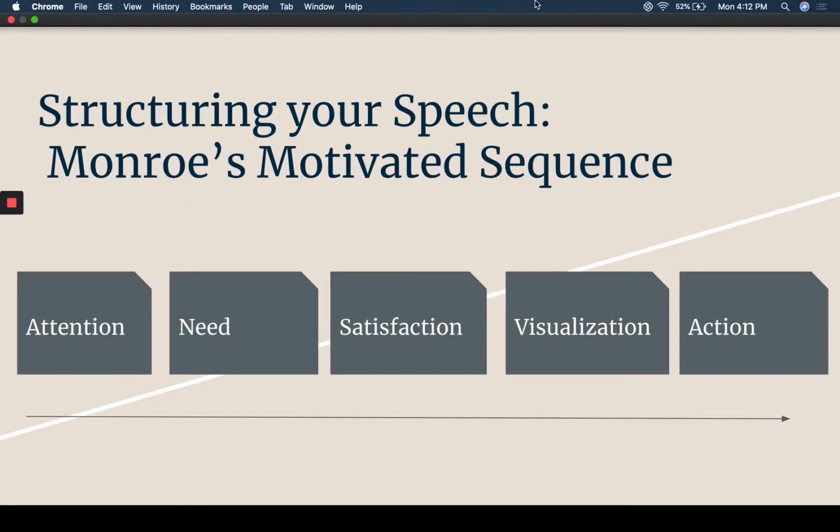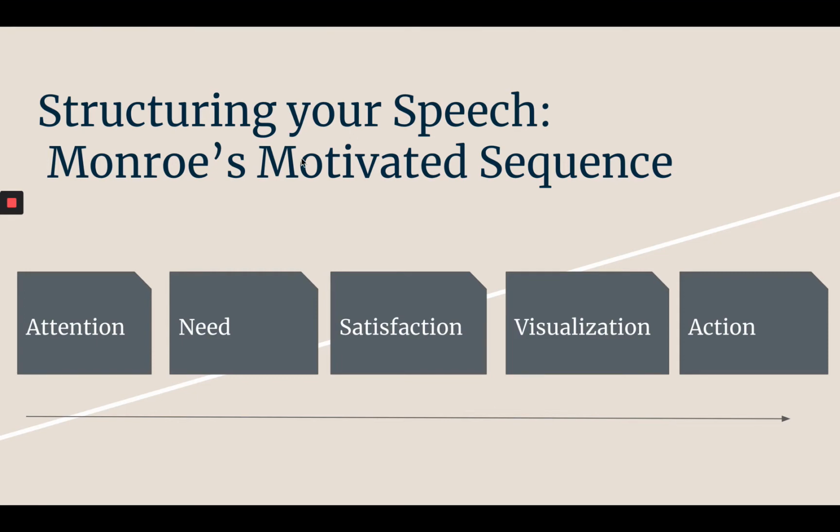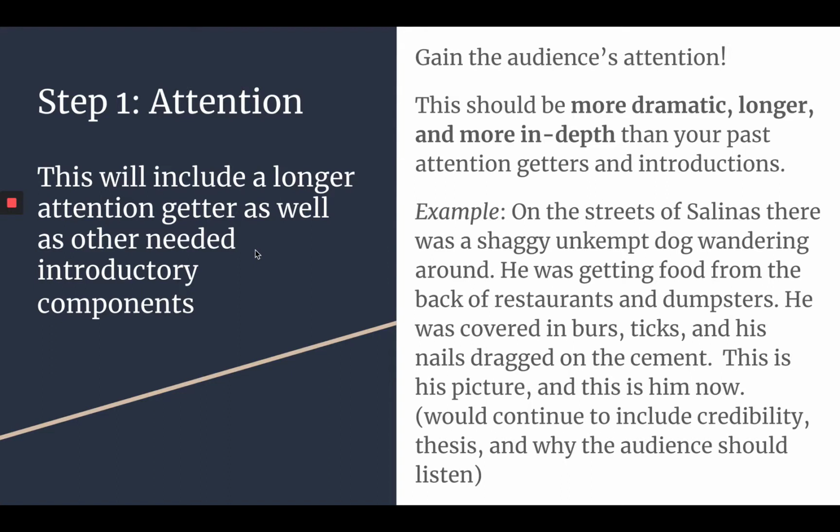So for the next speech, you're encouraged to utilize Monroe's motivated sequence. This is a 5-part step involving attention, need, satisfaction, visualization, and action. We're going to look at all of these a little bit more in depth. The first step is attention.